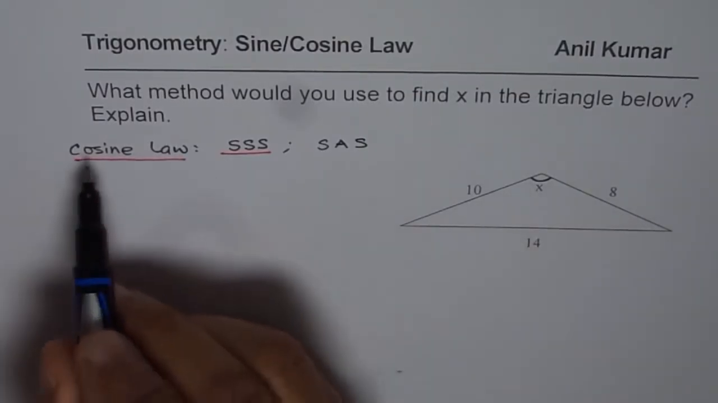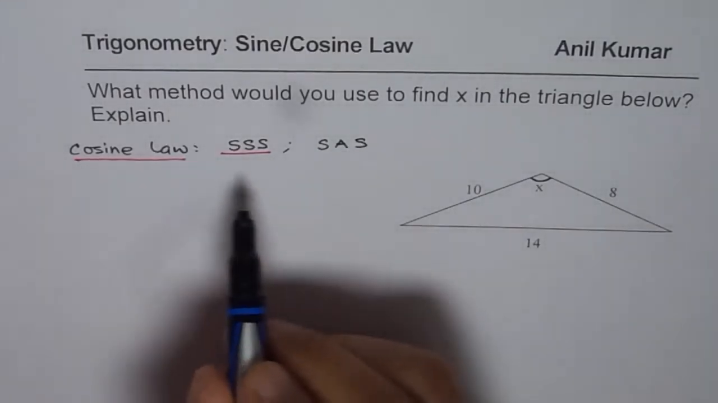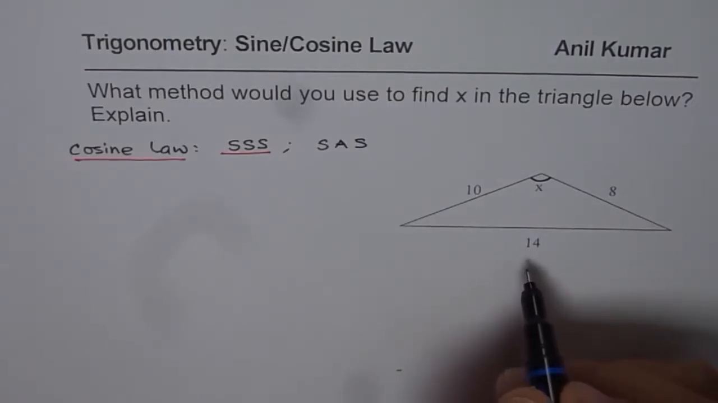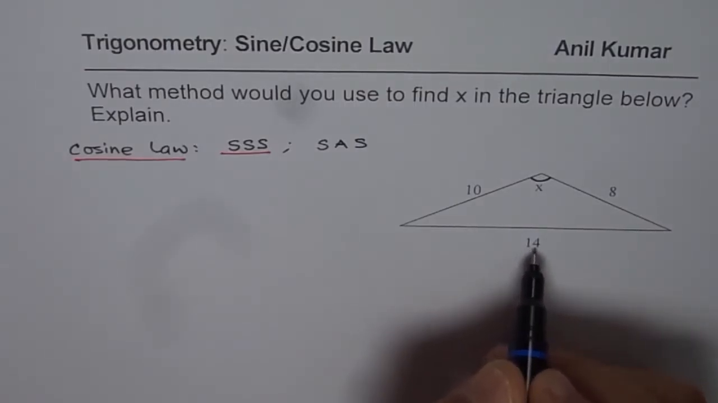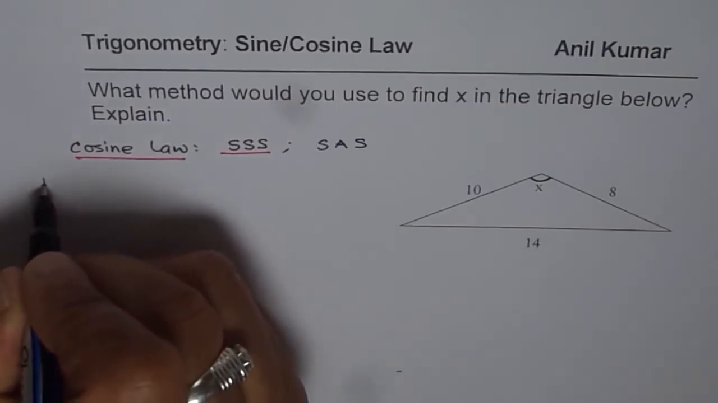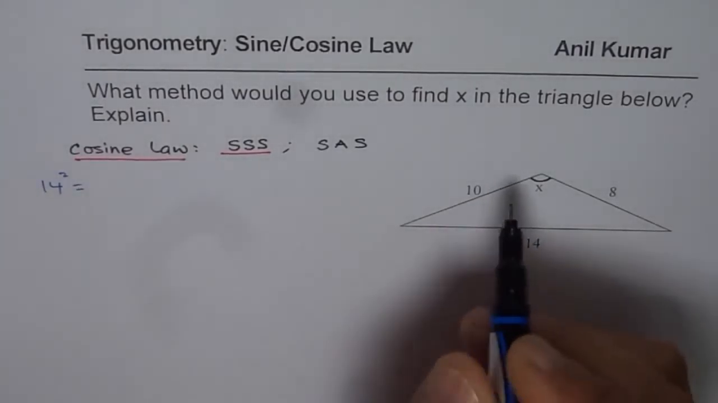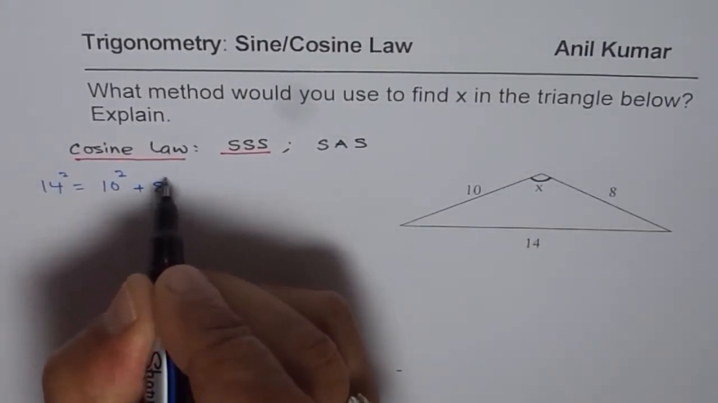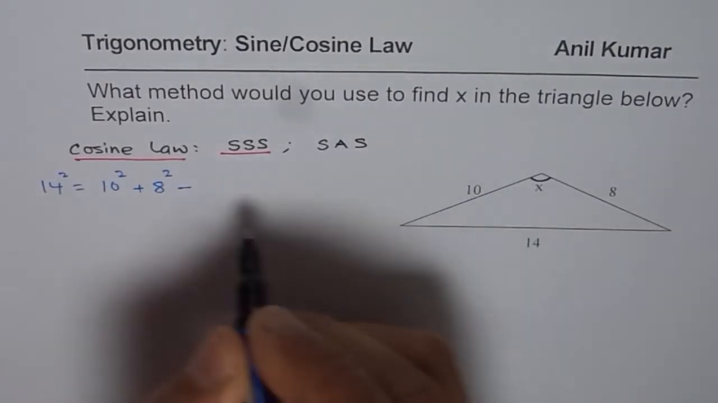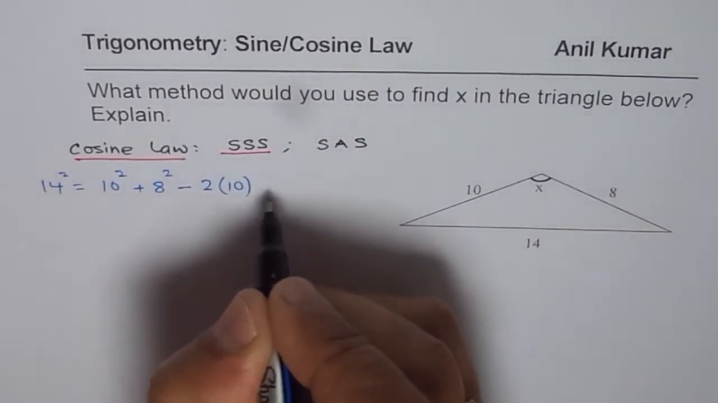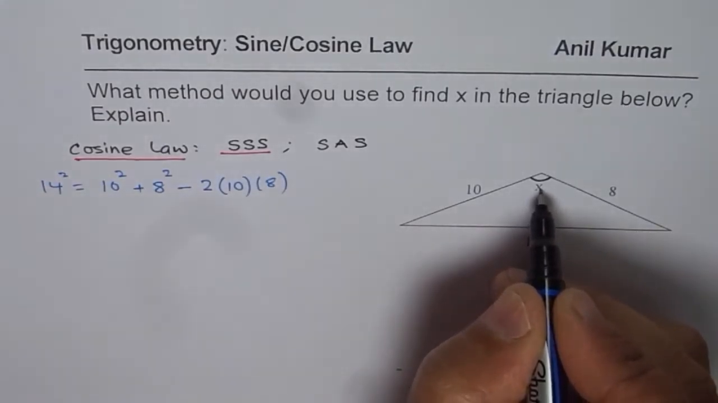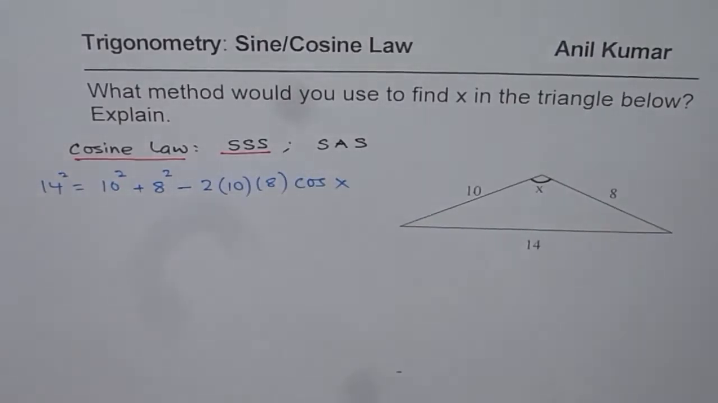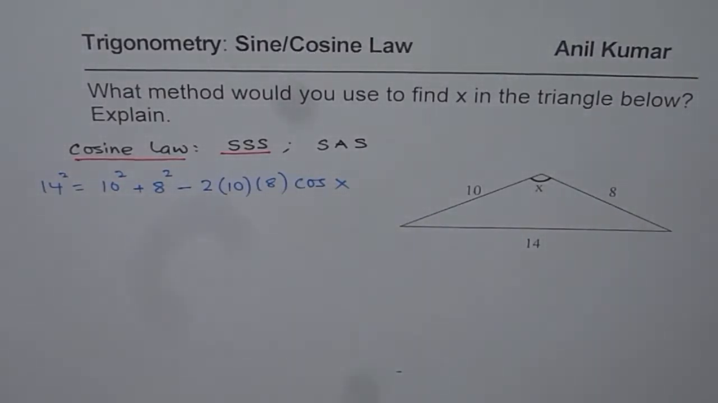As you can see, cosine law is used when side angle side or side side side is provided to you. So the idea is we write the opposite side squared, which is 14 in this case. So we can write 14 squared equals the sum of these two side squares, 10 squared plus 8 squared, minus 2 times 10 times 8 times cosine of the angle, cos of x. That is the formula which you have.